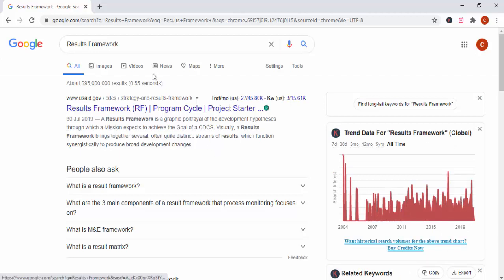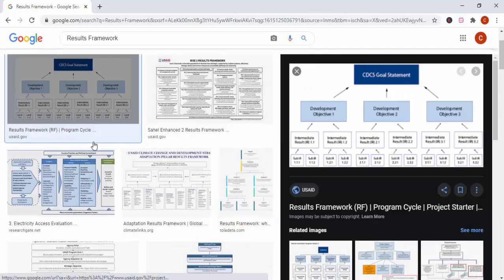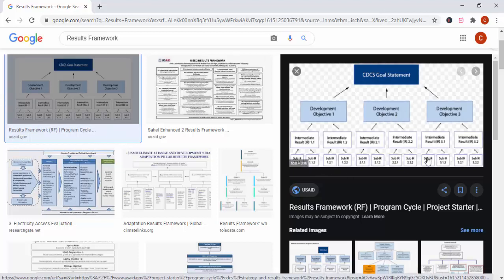Okay, so without even taking too long, I'll just go to the images and it's going to give me some example of results framework. So you can see there are so many different examples of results frameworks. So if you open this image here, let me try and increase it. Let's see what it does for us.